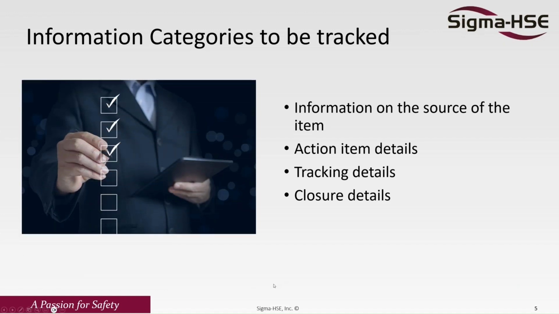So the important information to be tracked: you want to know where the action item came from, details of the action item, what you are actually going to be doing, tracking details, who's responsible, what's been done, and then your closure details. How is this closed? What documents support that closure?